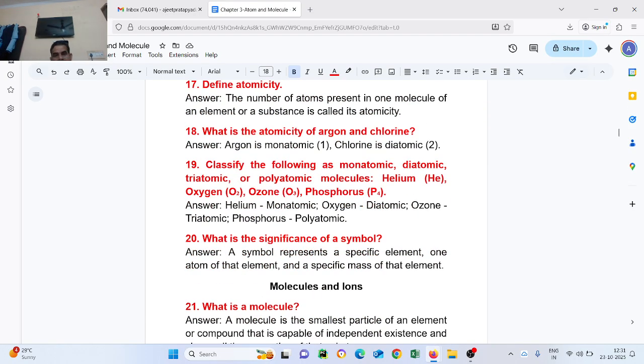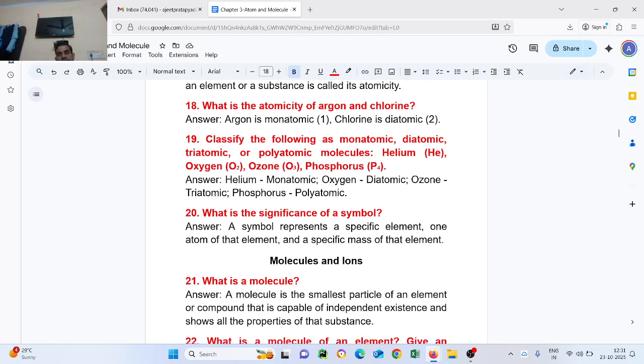Question number 20. What is the significance of a symbol? A symbol represents a specific element, one atom of that element, and a specific mass of that element.